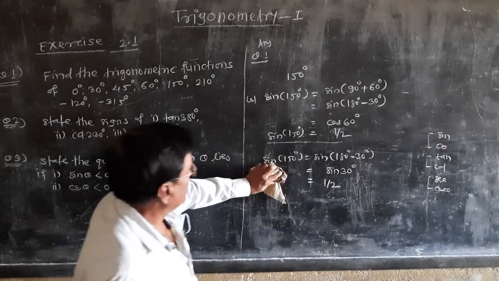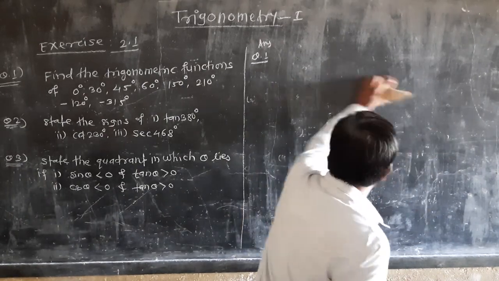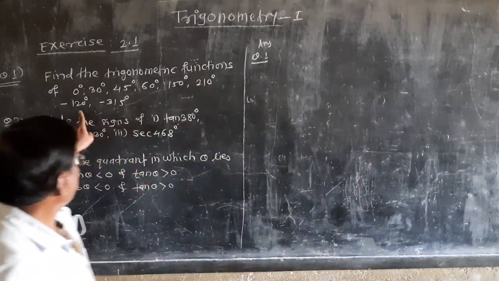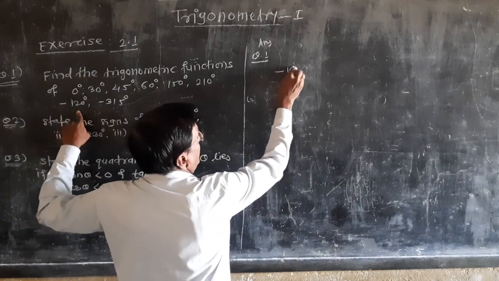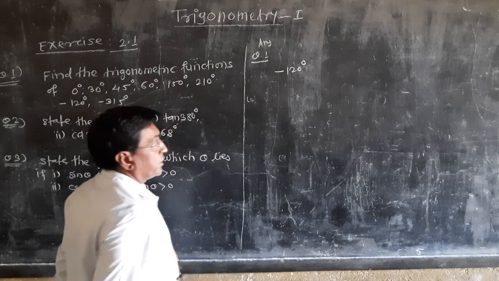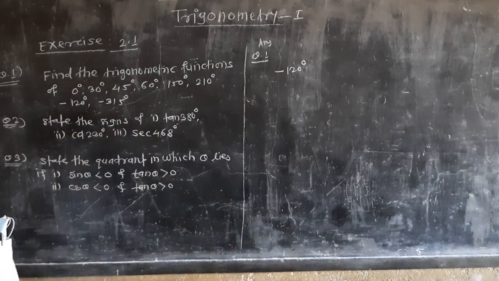Understood? Okay. Now, the next value. Suppose I take a negative measure, that is minus 120. So how do we find the trigonometric function for a negative measure?